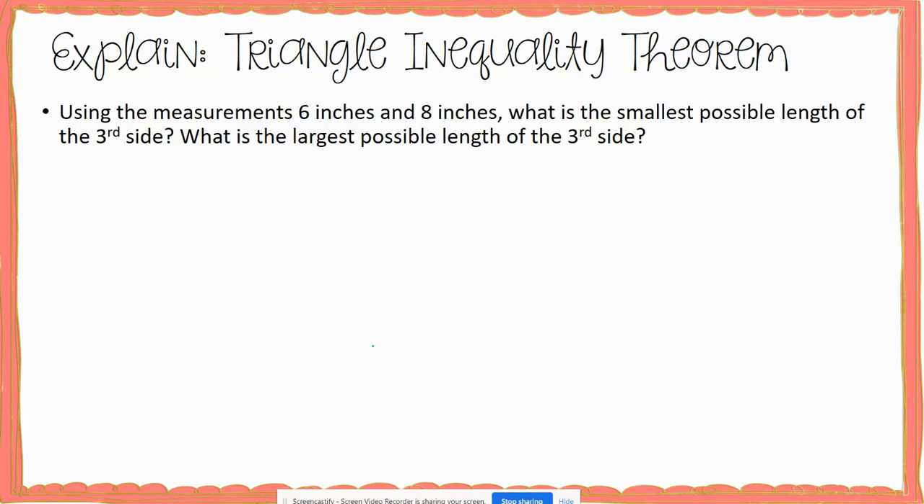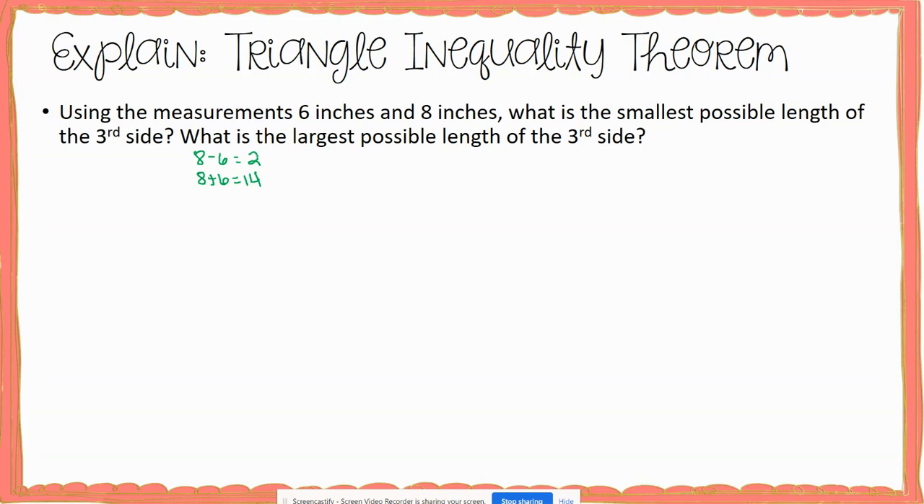Now we can also use this to find other possible side lengths. If I use the measurements 6 and 8 inches, what is the smallest and largest possible length? What I'm really doing here is finding a range of lengths that the third possible side could be. So to solve this, I would subtract 8 minus 6, which gives me 2. And then I would add 8 plus 6, which gives me 14.